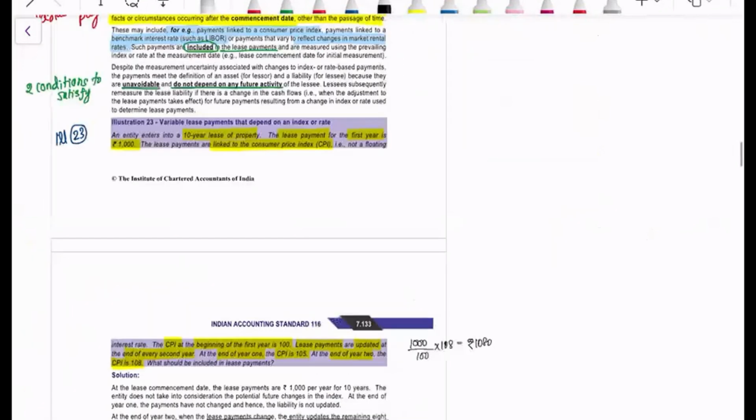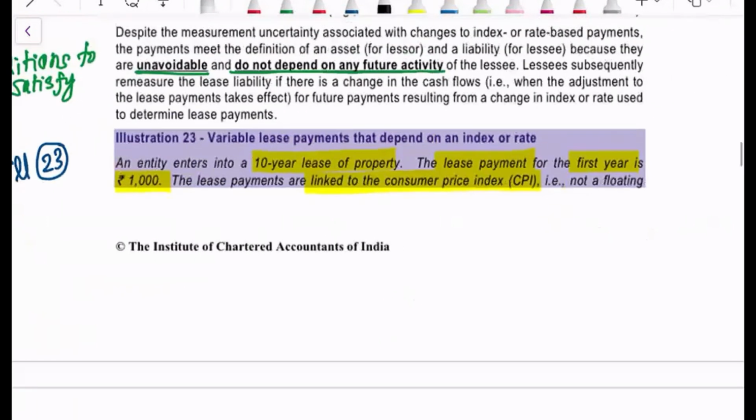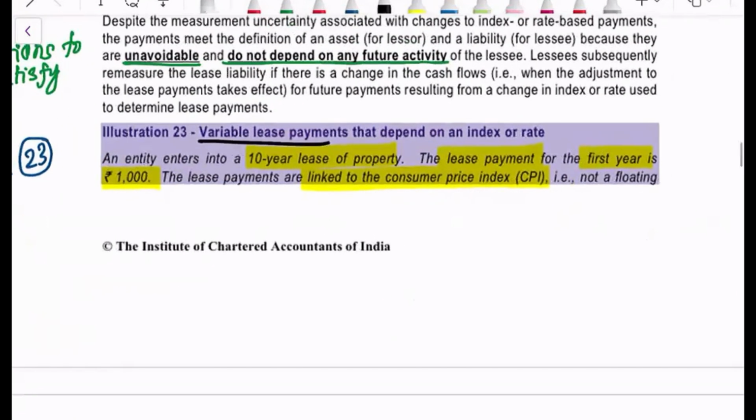Okay. Illustration number 23. This illustration is about your variable lease payment. Here they are telling you that you have taken a property on lease for 10 years. The lease payment for the first year of that property is 1,000 rupees. And your lease payments are linked to the consumer price index, that depending on some index, your lease payments in the future are going to change.